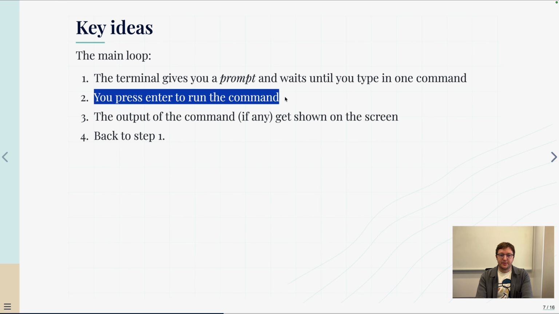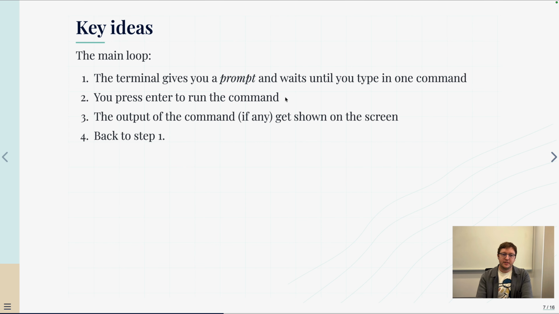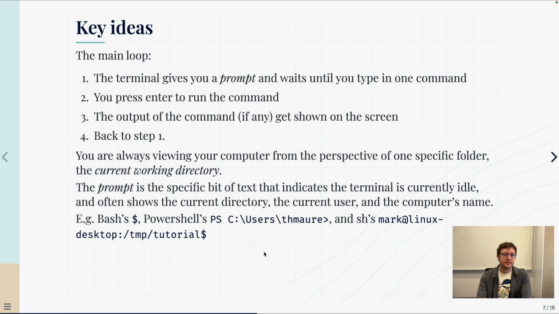We type in something here, we give it a command to run, and then press enter to run the command. If there's any output from that, then the terminal will show it on the screen, and then go back to step one and wait. Give me a new prompt to say I'm done with that job, and wait for you to give it the next job.